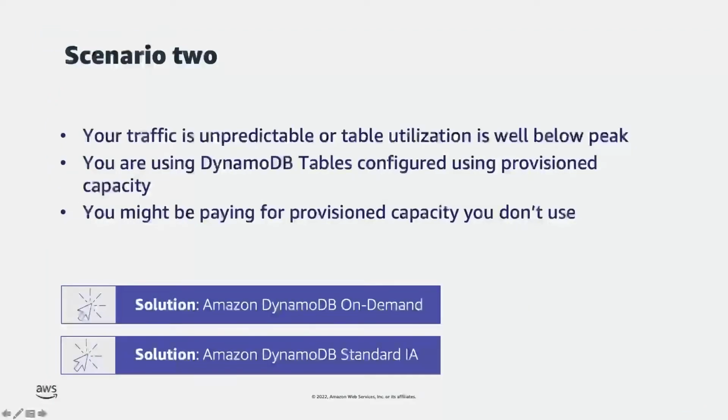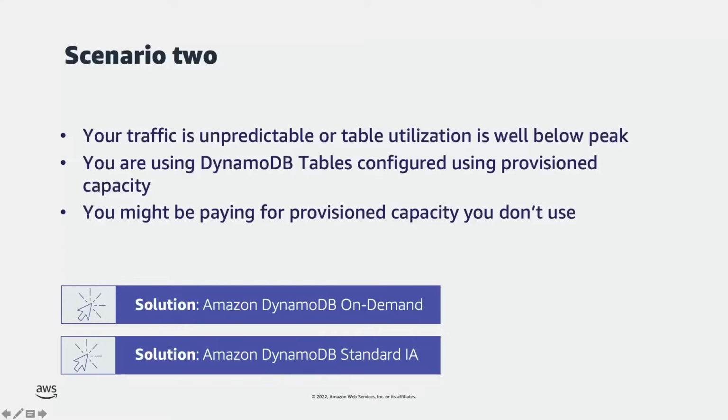That's the first scenario. Let's go to second scenario. If your application traffic is difficult to predict and control, or your average table utilization for your DynamoDB tables is well below the peak, and you're using provisioned capacity for your DynamoDB tables, you might be paying unnecessarily for provisioned capacity. So Amazon DynamoDB On-Demand Capacity mode is a flexible billing option for DynamoDB, which is capable of serving thousands of requests per second without any capacity planning, right?